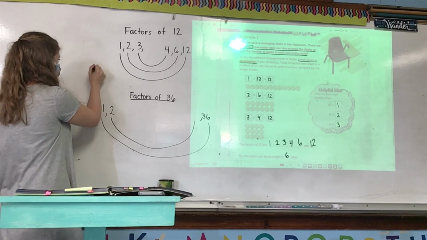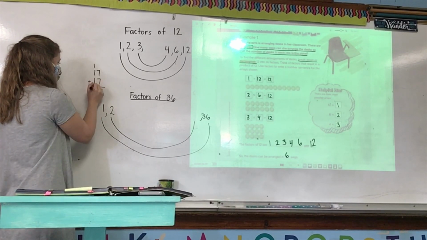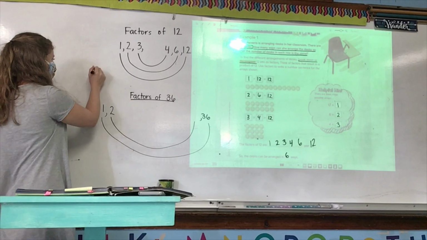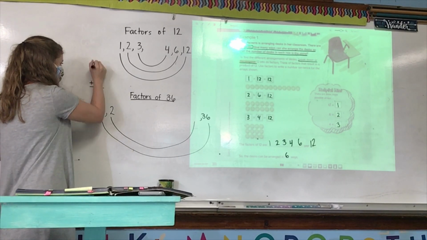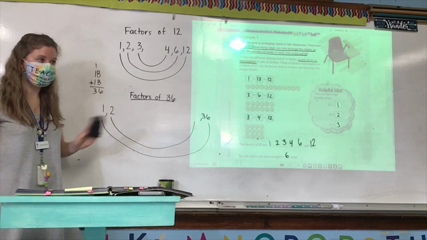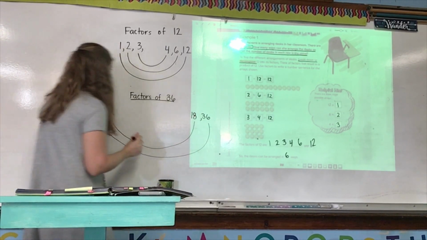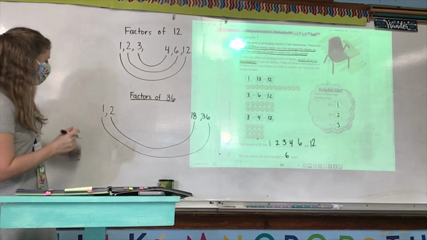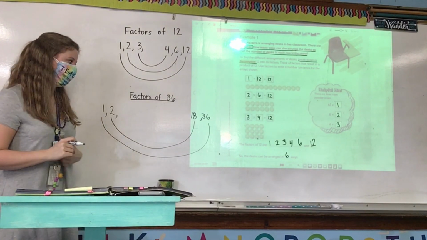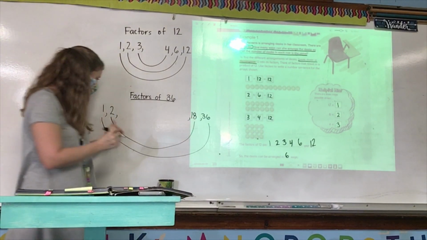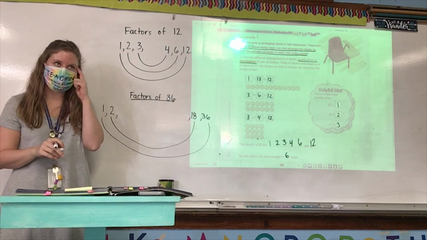Is it 16? Nope. Is it 17? Nope. Is it 18? Yes. So that means 2 matches with 18. So that means 18 is also a factor of 36. Now what comes after 2? 3. Is 3 a factor of 36?